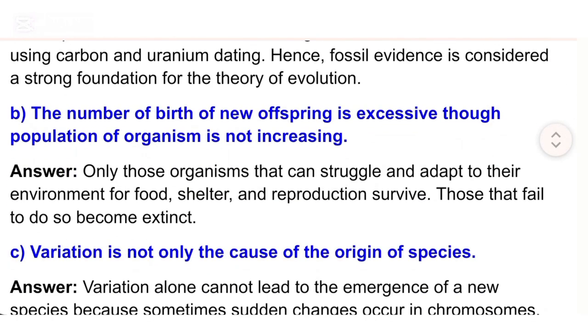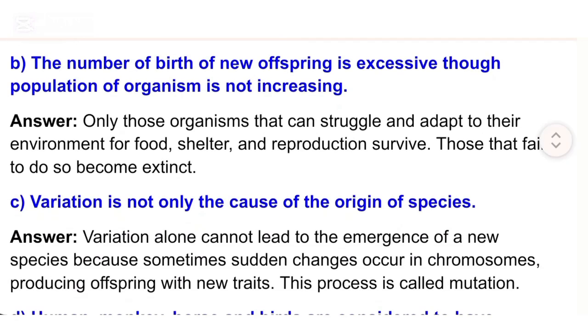B. The number of births of new offspring is excessive though the population of organisms is not increasing. Answer. Only those organisms that can struggle and adapt to their environment for food, shelter, and reproduction survive. Those that fail to do so become extinct.